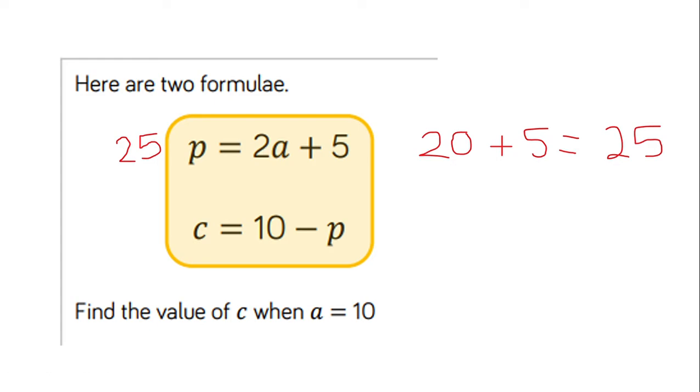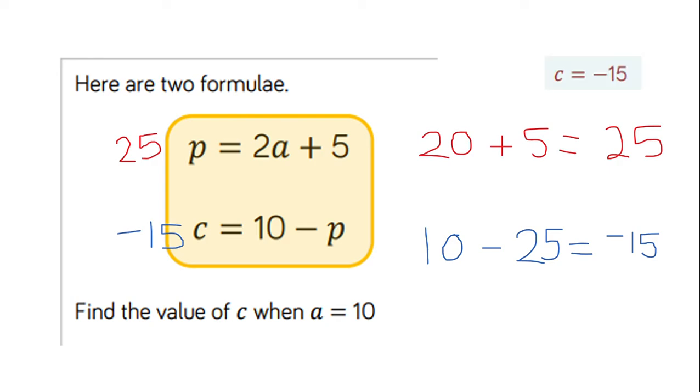I can now input that value of P into the final expression. So here I know now that C equals 10 minus 25. Okay, and I can work out that 10 minus 25 is actually minus 15. So C must equal minus 15. Well done if you got that right. Okay, now come on to the final slide.